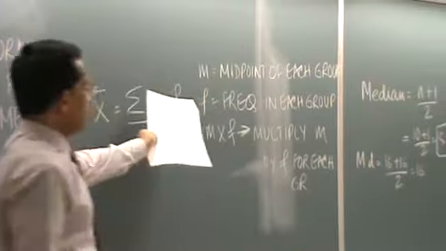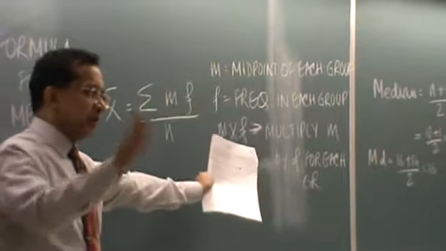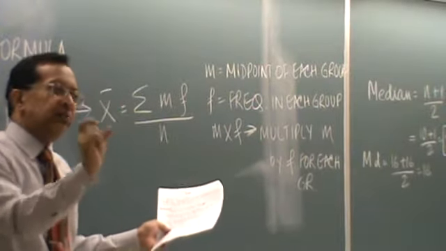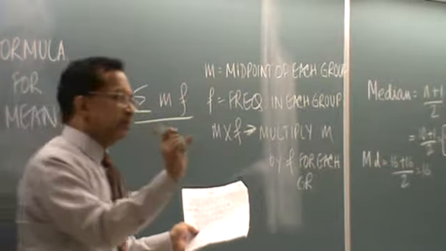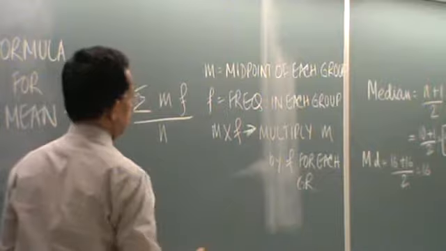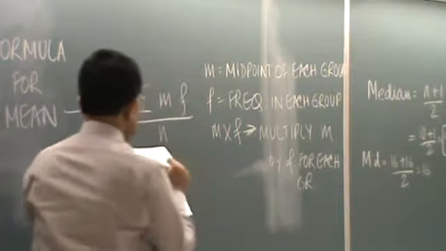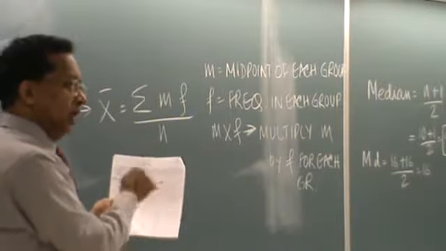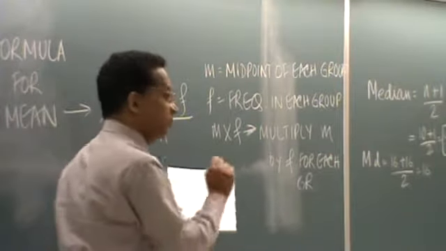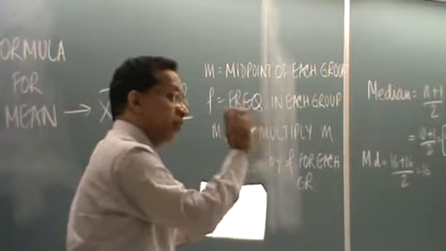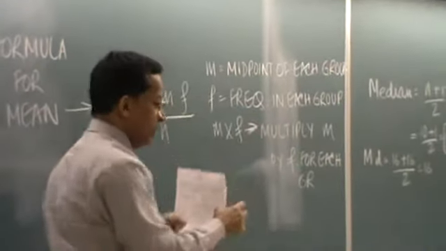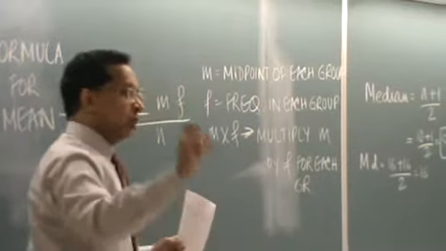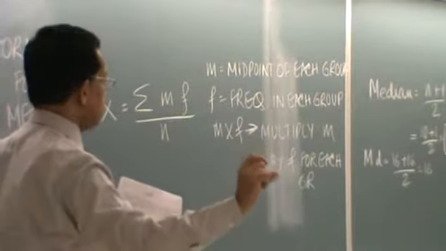So M stands for the midpoint. You have that group, so for each group you have to calculate the midpoint. M stands for midpoint for each group. That F is always given to you in the table. F is the frequency of each group. How many people belong to that group? Like in our example here, how many states belong to each group? That F will always be given to you.